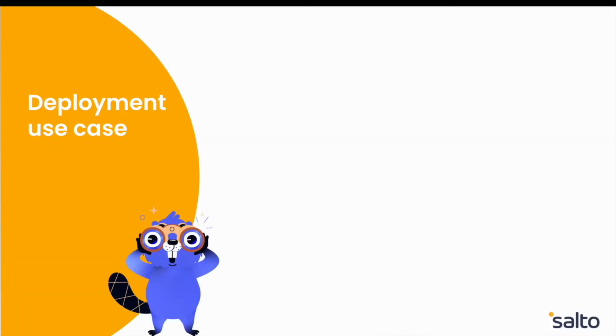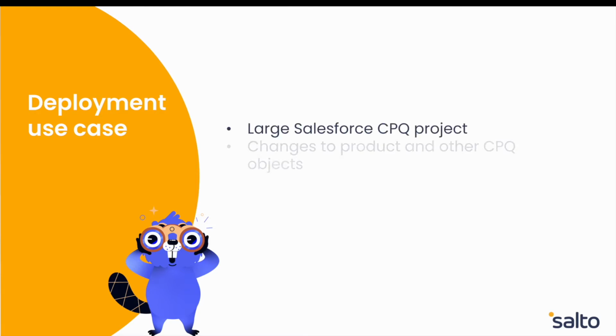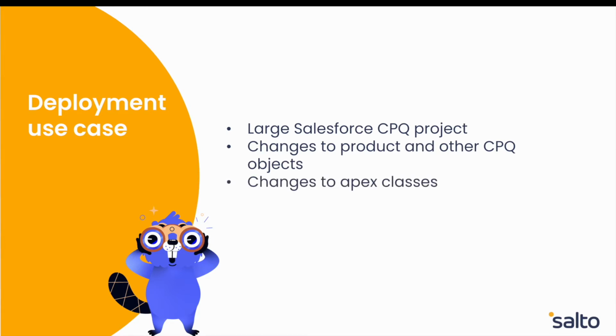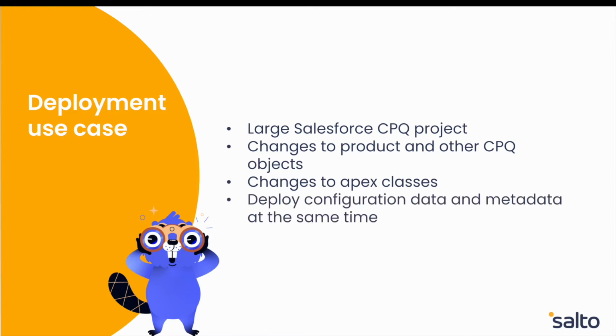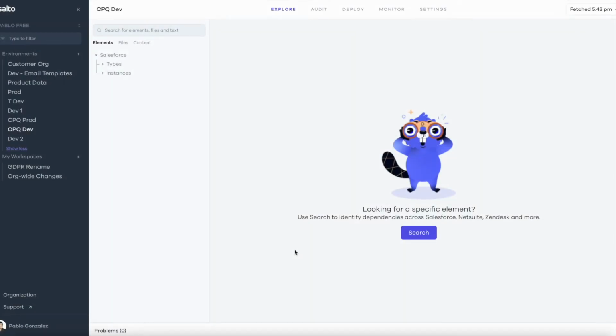So let's say that I'm a Salesforce developer working on a large Salesforce CPQ project. This project includes changes to different Salesforce products and other CPQ related objects like attributes, custom price rules, etc. It also includes changes to some Apex classes that help us control our CPQ logic. So what I'm going to show you here is how we can deploy both the CPQ data, the products, and my Apex classes to another Salesforce environment. Everything in one go. So I have my two CPQ environments here, development and production.